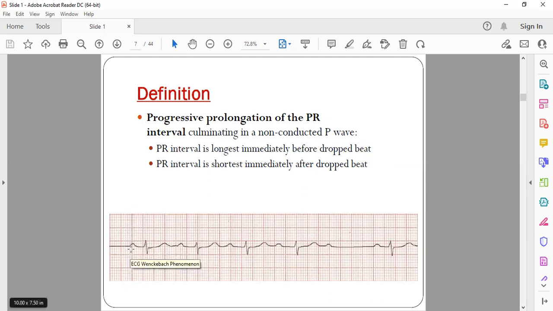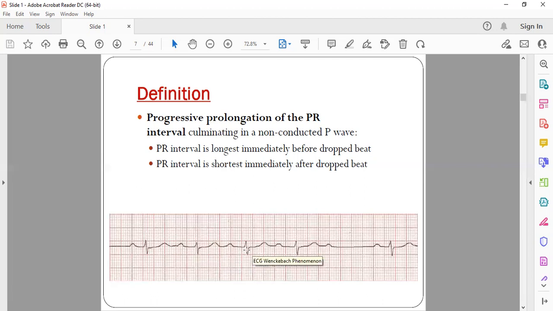Here you can see it. Here it is actually around 6 small squares. So there are 6 small squares, so it means PR is prolonged. So there is some defect in the AV node, and then you can see as time passes, there is a prolongation of the PR interval. See, with each beat the PR is getting prolonged. Here it is 6 small squares, here it is roughly 8 small squares, and then here around 9 small squares, and there is prolongation.